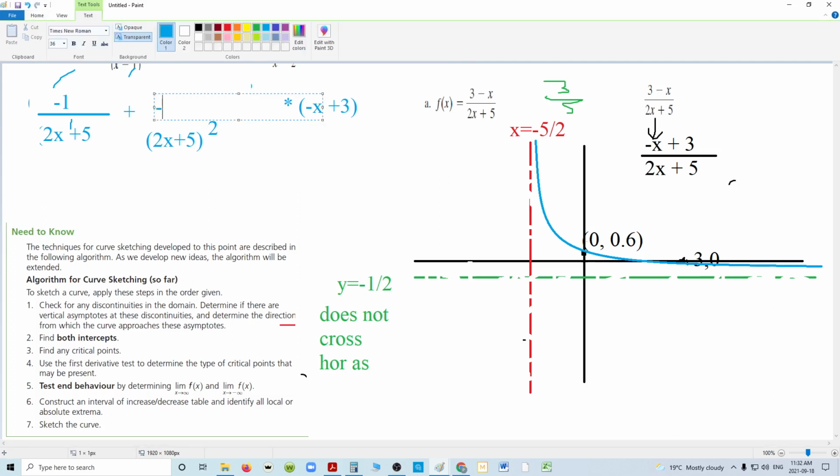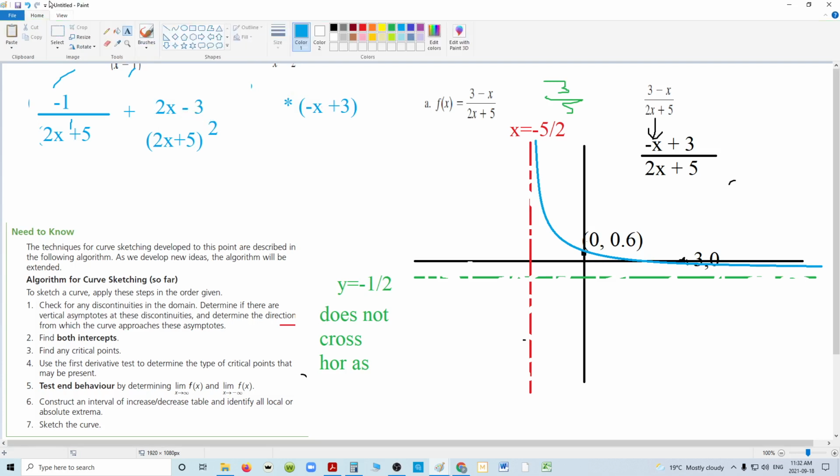And minus 2 times minus x plus 3 becomes plus 2x plus 3. Sorry, minus 3. And there, I've got my new numerator. Now, you might say, well, that's not really useful yet. And you'd be right. And the only problem with them is they are two different fractions.